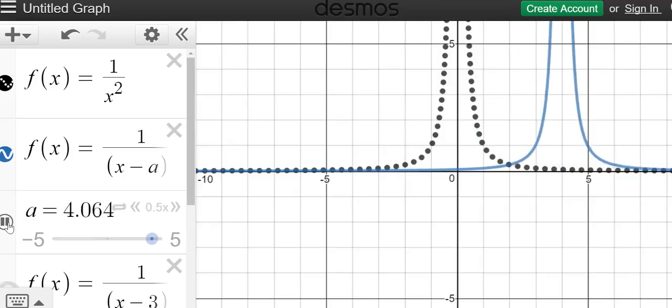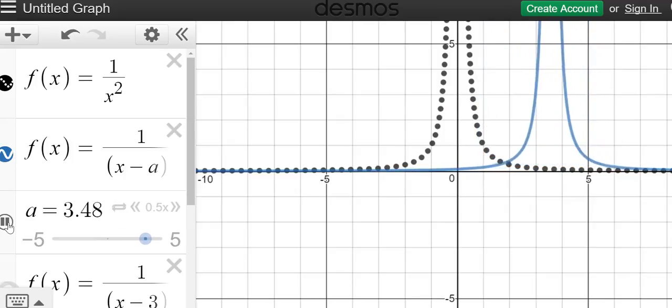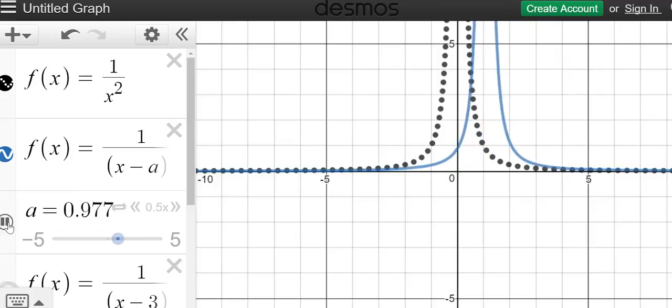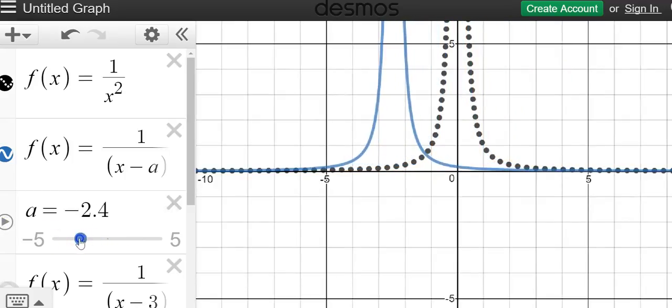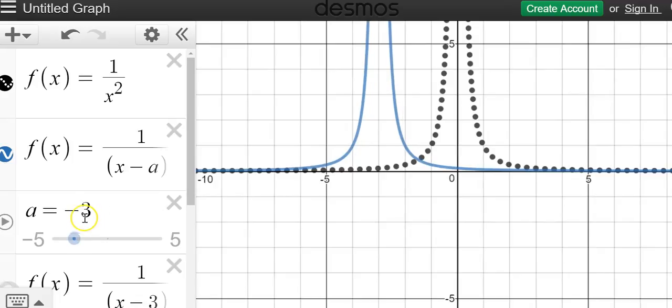It's moving to the right, and it's moving to the left. So if I stop at, say, here for now, and I try and put this right on -3. If a is -3, x minus -3 means x plus 3, and you can see that the graph has been moved 3 units to the left. So x plus 3 is 3 to the left.